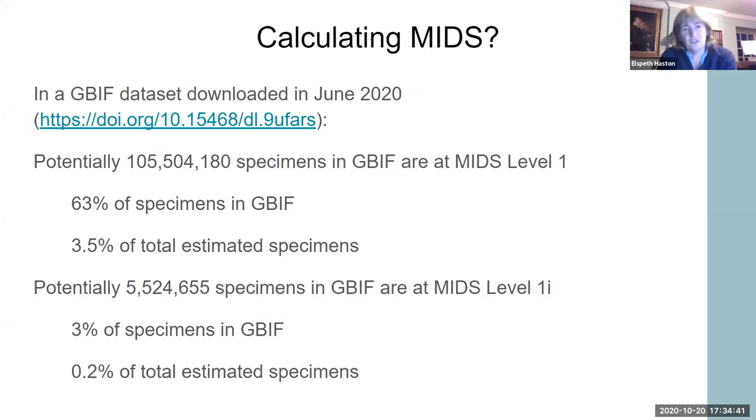And if we consider the total number of specimens held in the natural history collections as being 3 billion, then this would be essentially 3.5% of the total. If we're then looking at MIDS level 1i, and that's specimens with an image, and these are with media in GBIF, then we've got about 5,500. I think what this really shows as well is that calculating MIDS from GBIF data is possible, it's feasible.